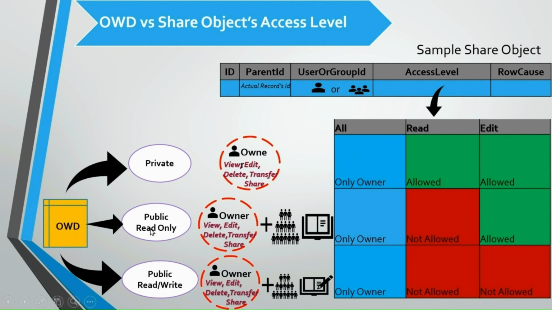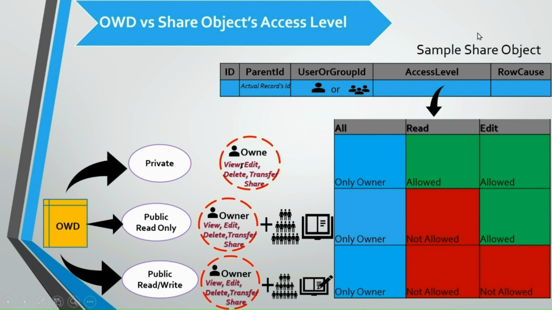And if the OWD is public read only, as we know, the owner would get complete full access and the other public users would already get read only access. That is why, programmatically, we cannot assign the read access. That is not allowed. The only access level allowed for public read only is edit. If the OWD of our object is public read write, then the owner of the record is going to get full access on that record, and the remaining public will have public read write access. As all the public in the org already have read write access on that record, we cannot give read and edit again programmatically. That is why read and edit are both not allowed in public read write OWD.